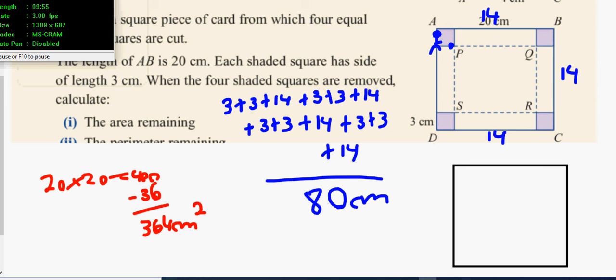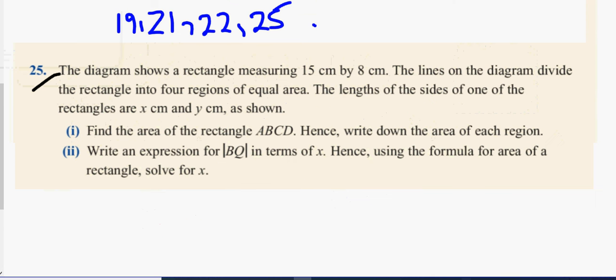And if it's square. The diagram shows a rectangle measured 15 centimeters by 8 centimeters. The lines of the diagram divide the rectangle into 4 regions of equal area. The lengths of the sides of one of the rectangles are x and y centimeters as shown.